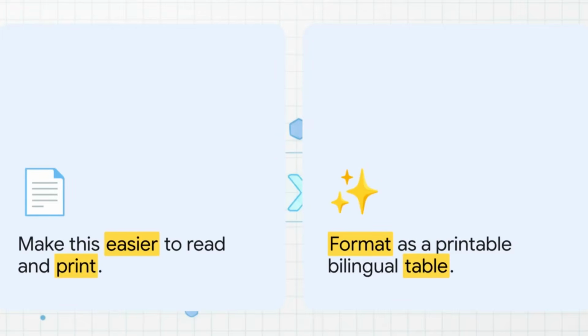Let's move to Step 4, formatting. You have the content now, but it's probably just a giant wall of text. Let me translate your thought again. You're probably thinking, make this easier to read and print. The Power User AI prompt to get that done is, format this lesson plan as a clean, printable, classroom-ready table in a bilingual English and Filipino version.